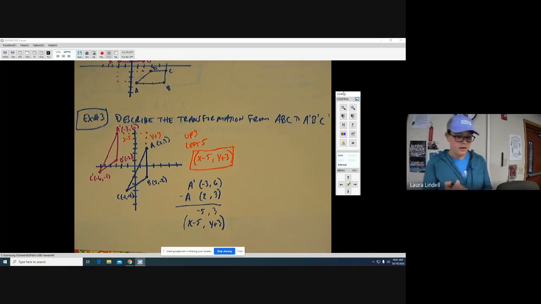Okay. Any questions at the moment? Any numbers we're not sure where they came from? Any steps we're not sure about? This is kind of our first step in talking about how things move.